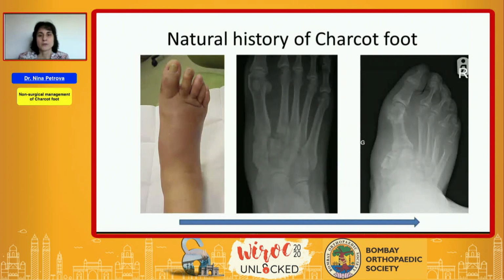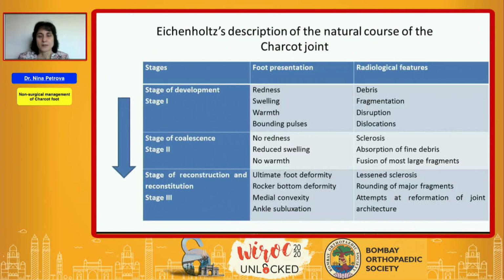It is extremely important to recognize the natural history of the Charcot foot and the classical presentation of a hot swollen foot in diabetes with pathological fracture, fragmentation, and subluxation. If not recognized and managed timely, this can progress to extensive bone and joint destruction with severe deformity. The natural course of the disease has been described by Eichenholz, who noted the clinical and radiological features of the Charcot foot as it presents and goes through the stages of development, coalescence, reconstruction, and reconstitution.